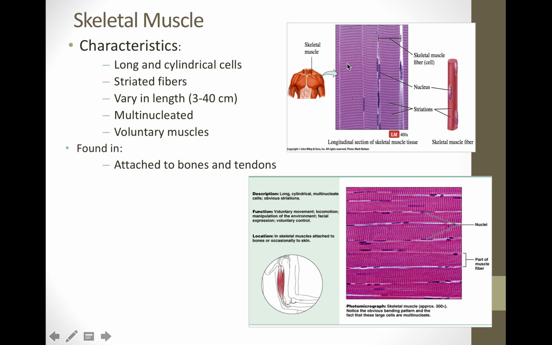So if you look at the muscle going vertically on the top picture, you can see the light and dark patterns in purple color that represent the striation patterns, and the darker purple structures between the cells are identified as the nuclei, and you can clearly see the multinucleated cells within the skeletal muscle tissue.